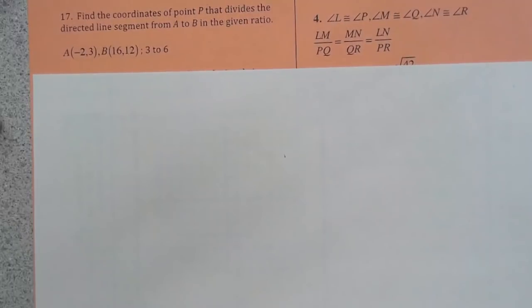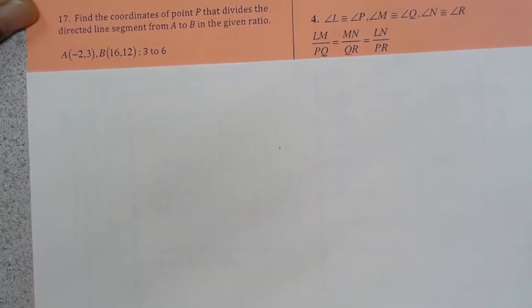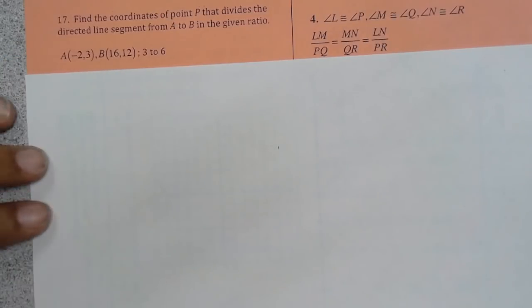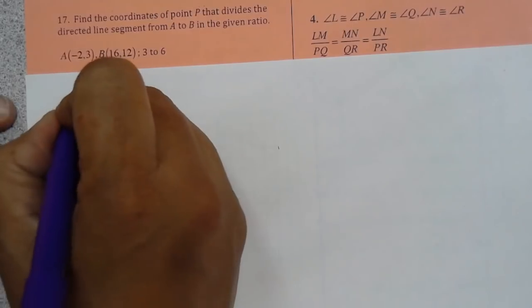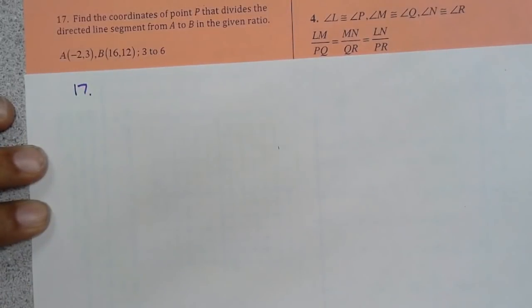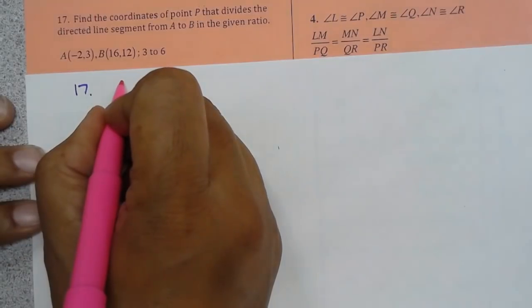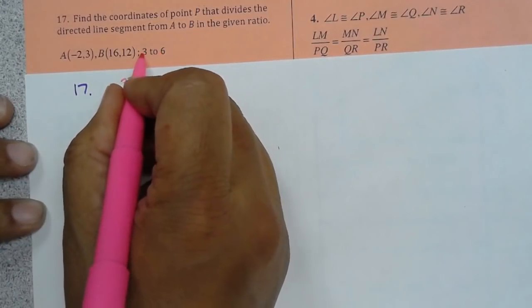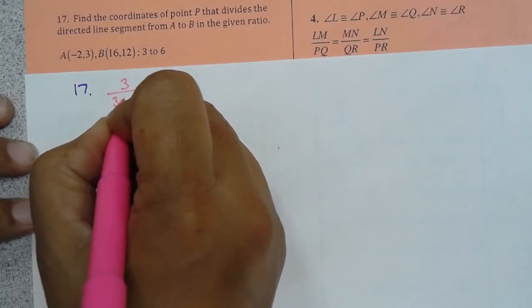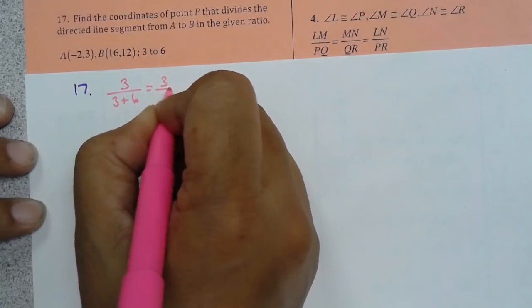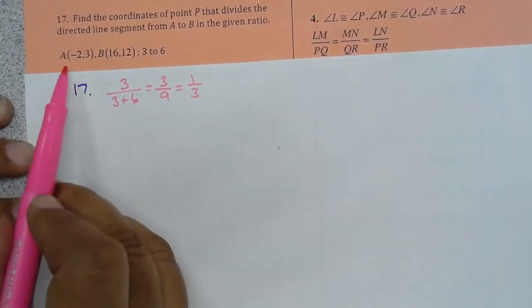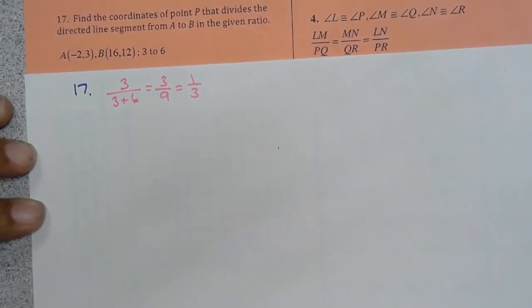Okay, now we're going to find the coordinates of point P that divides the directed line segment from A to B in this given ratio. Okay, so let's go ahead and first figure out what the ratio is. So to find the ratio, you do 3 divided by not 6, but 3 plus the 6. So that's 3 over 9, which is 1/3. So we want to find the third of the way between A and B and find that coordinate.